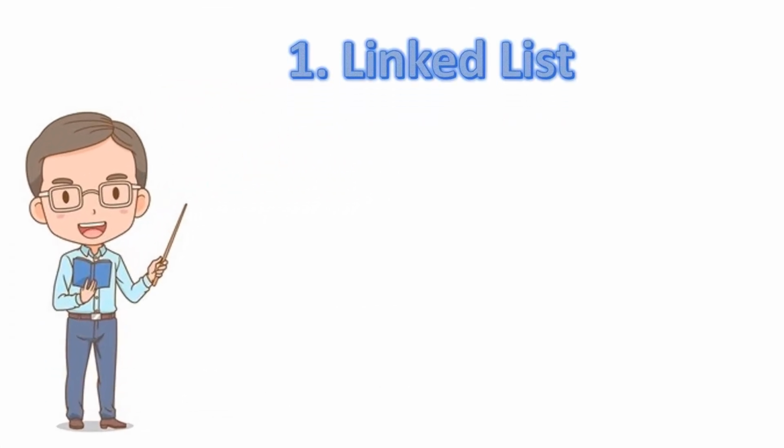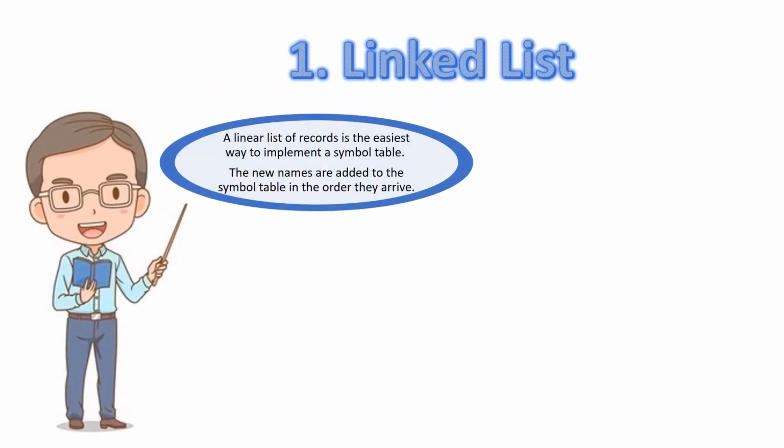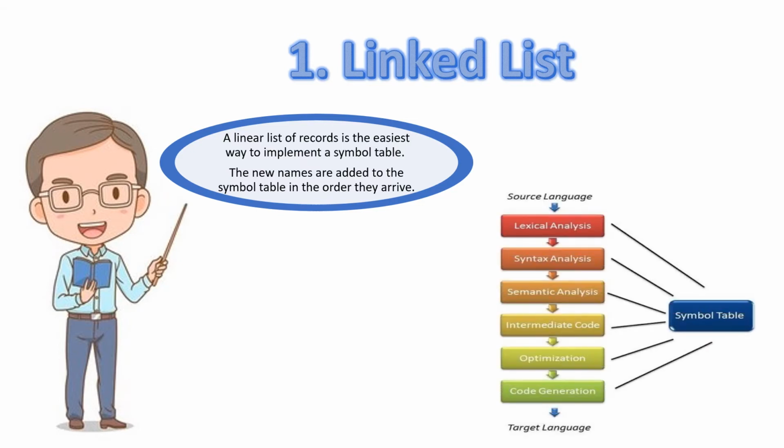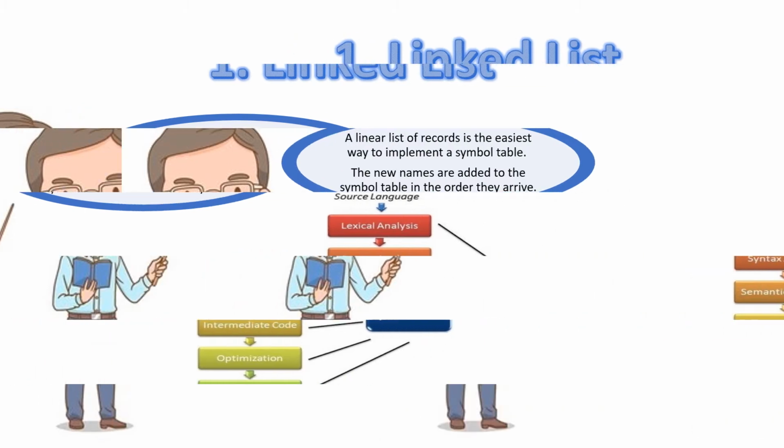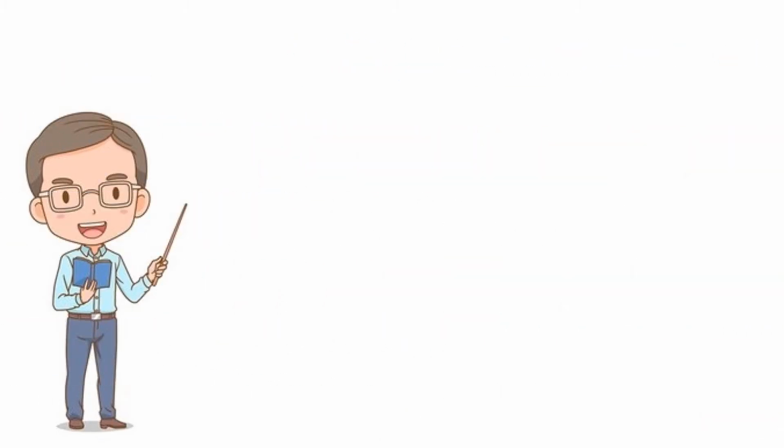1. Linked list. A linear list of records is the easiest way to implement a symbol table. The new names are added to the symbol table in the order they arrive. Whenever a new name is to be added, first it searches linearly to check if the name is already present in the table or not. Let us see here how the linked list works.